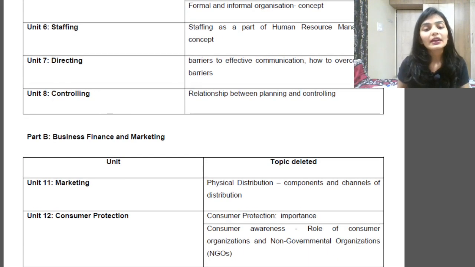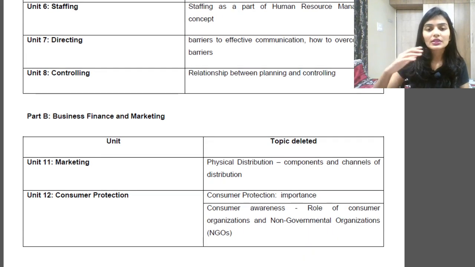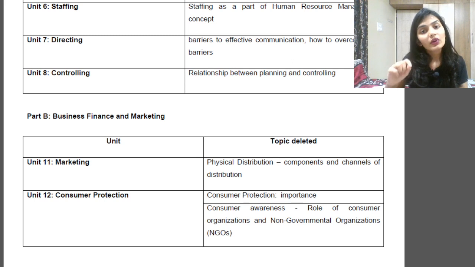Then when you go to your part B, scroll down to part B of business, finance and marketing. In that, you have a total of 4 chapters, 9, 10, 11, 12. So 9 and 10 stay as they are. The 11th and 12th have changes in the marketing. If you know, there were already some points deleted previously in the 2021 syllabus. And going ahead now, the physical distribution components and channels of distribution segment is going out from your books, out from your syllabus.